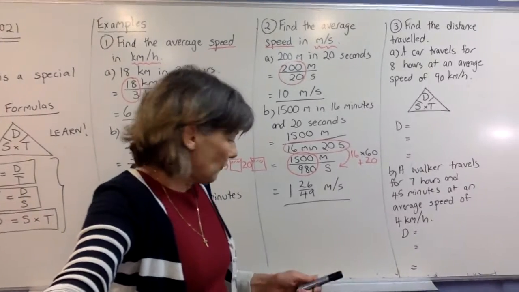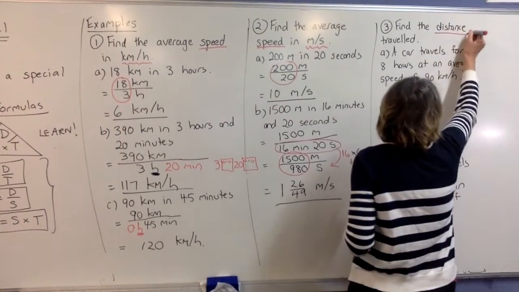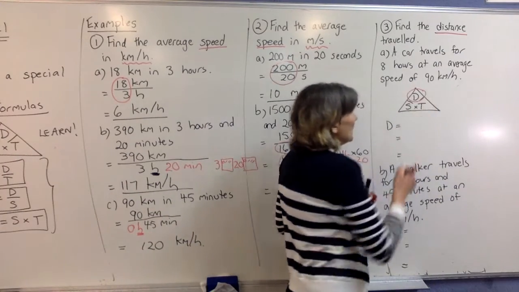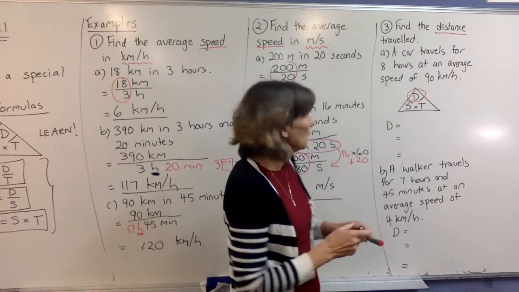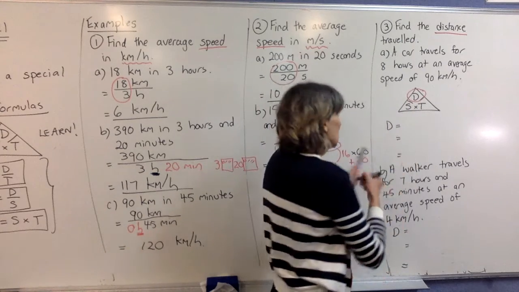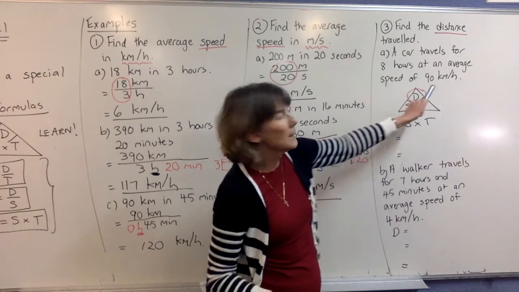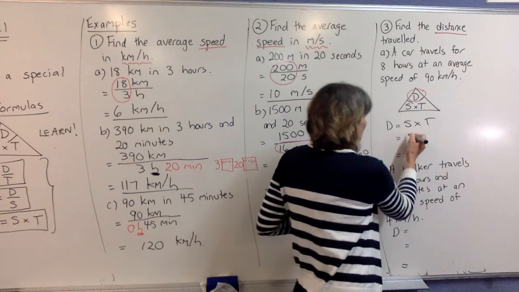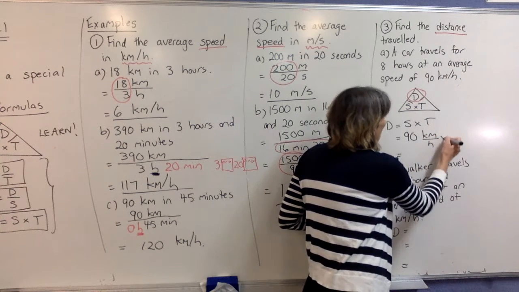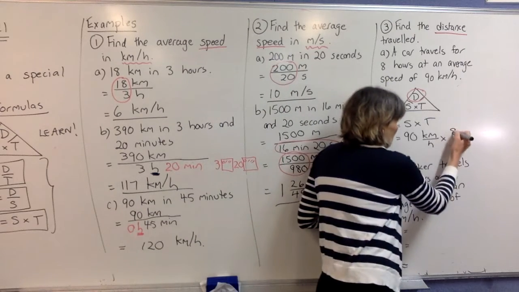So this one we're finding distance. Now we're going to be using our triangle now. So if you want to find distance, you've got to circle the D in the triangle, and we create our formula. So D equals S times T. There's our formula. All right, now our speed is 90 kilometres per hour times, and our time is 8 hours.